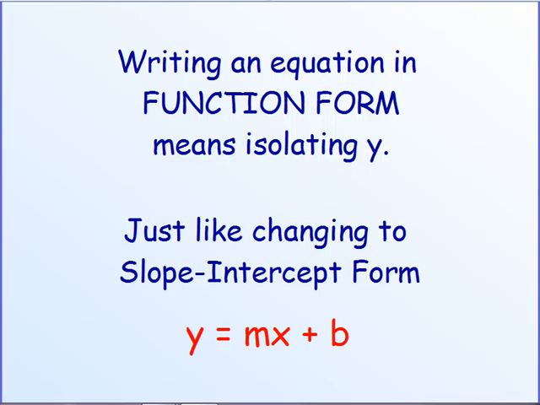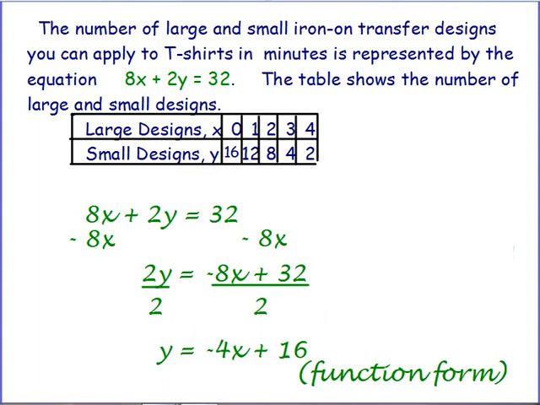Writing the equation in function form simply means isolating y. We're just going to change to slope-intercept form, and that's considered function form. I start with the equation 8x plus 2y equals 32 in my example. I subtract the 8x to the other side and divide by 2. When I get y equals -4x plus 16, now I'm in function form. Looks familiar, doesn't it?